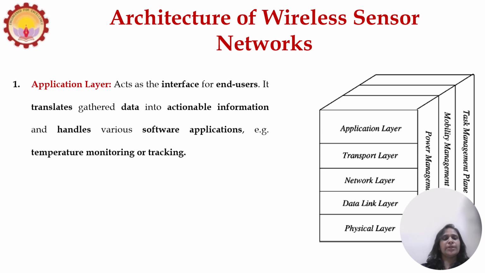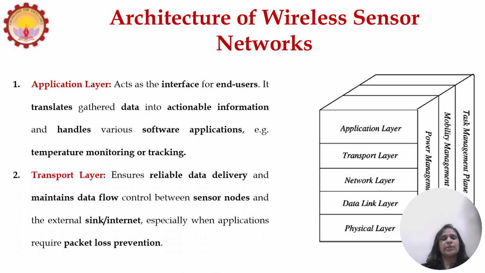So the application layer acts as the interface for the end user. It translates gathered data into actionable information and handles the various software applications. Then the next layer is the transport layer. What does it do? It ensures reliable data delivery and maintains data flow control between the sensor node and the external sink or internet, especially when the application requires packet loss prevention.